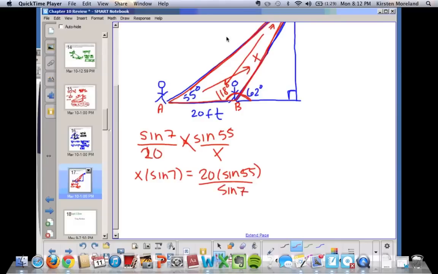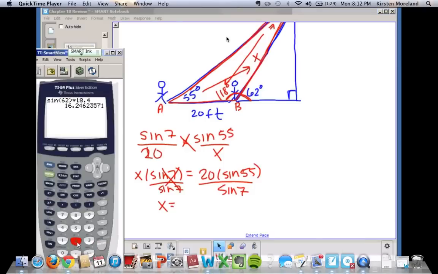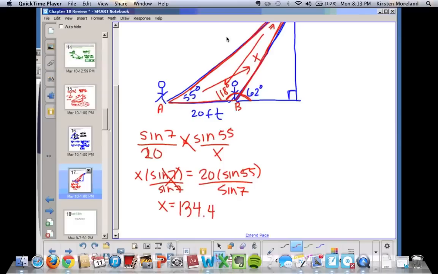So when I cross multiply, I'm going to end up doing 20 times sine of 55 divided by sine of 7 in my calculator. And I get that student B is 134.4 feet away, which makes more sense than our last answer, which was, I think, 19.4 feet, right?